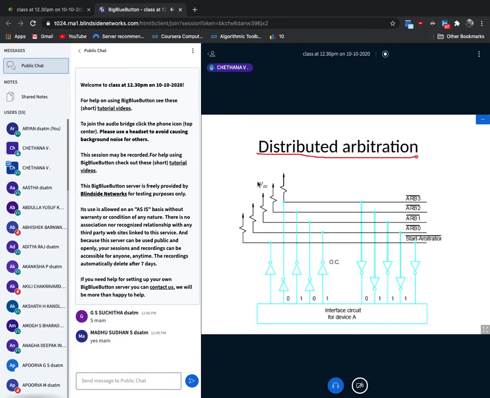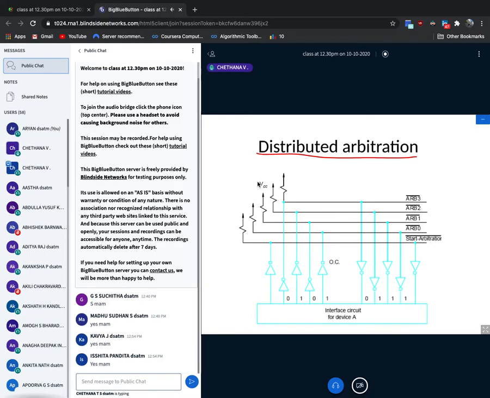Just see here. This is very, very important. I hope you are able to see the slide. Isn't it? You are getting that screen? Distributed arbitration? Yes or no? Yes or no?